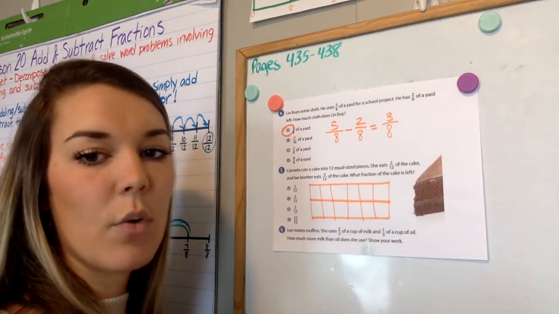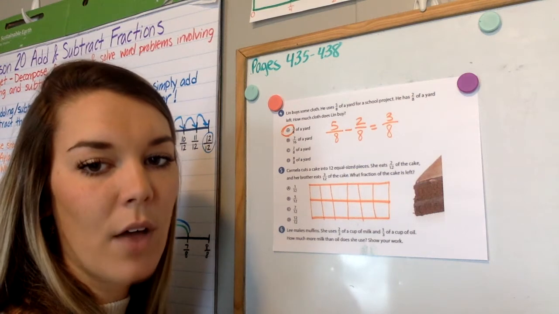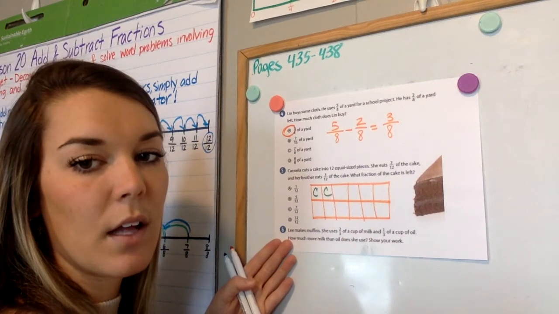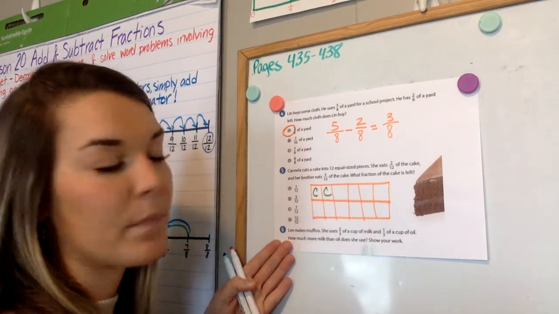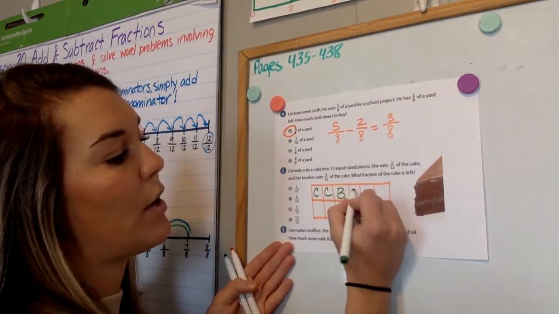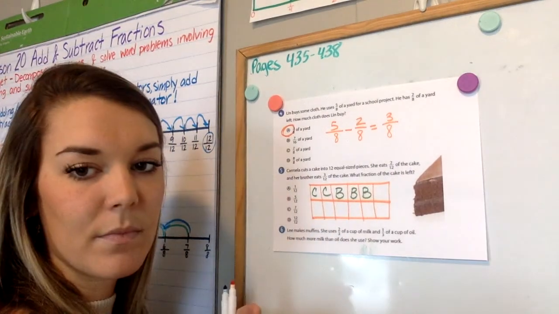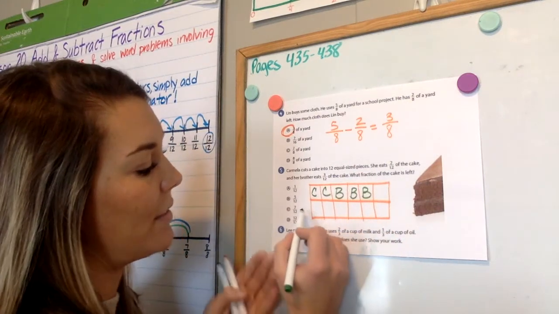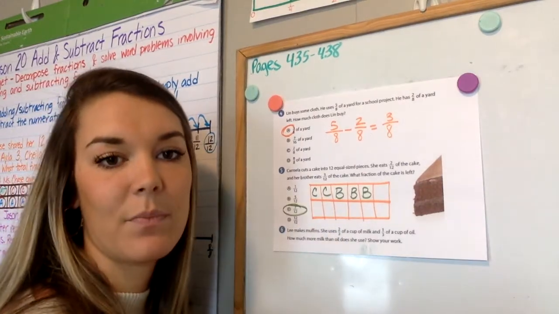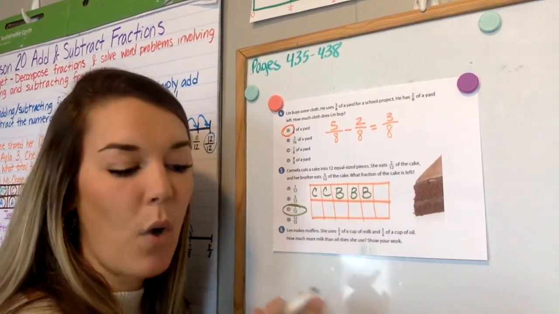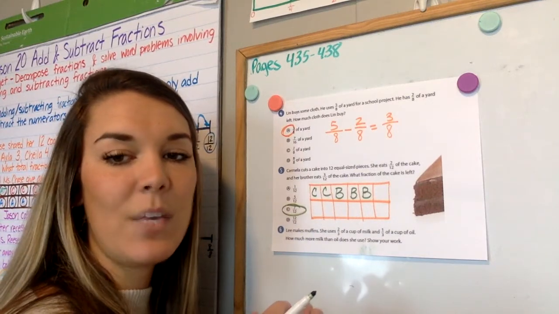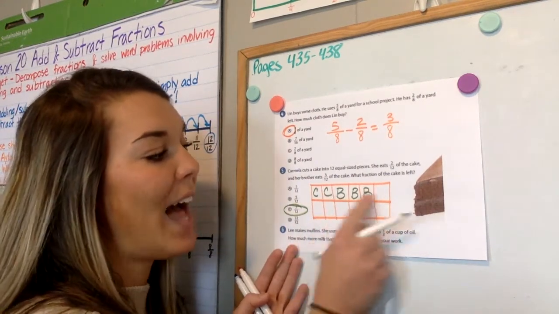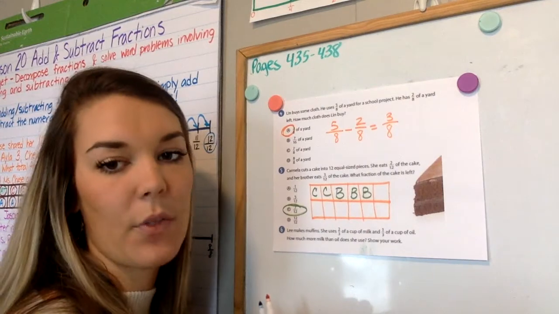All right, so she eats 2/12 of the cake. Her name is Carmela, so I'm going to put a C in 2 of the 12ths. The brother, I'm going to do B for brother, eats 3/12. How much of the cake is left? 1, 2, 3, 4, 5, 6, 7. 7/12 is left. So by doing this diagram, what we did, guys, is we added 2/12 plus 3/12, and then we took that total away from the 12/12. Okay?